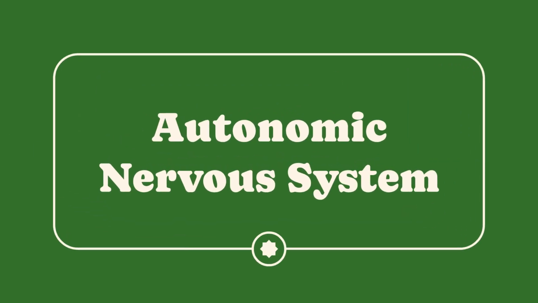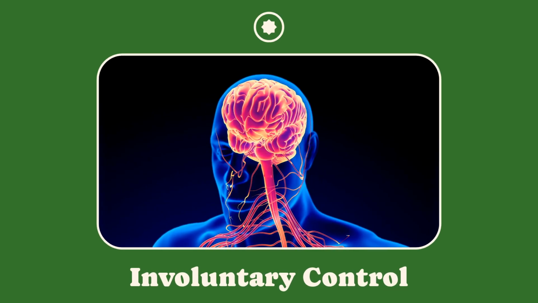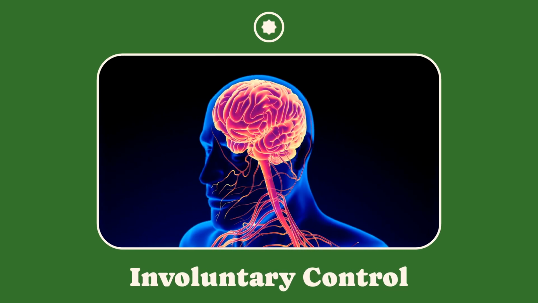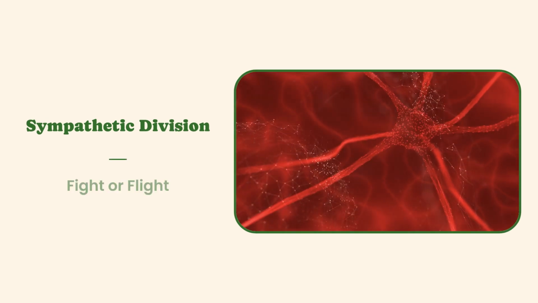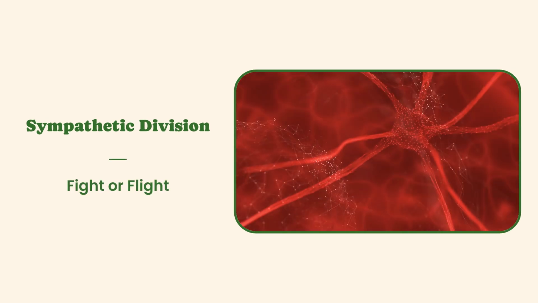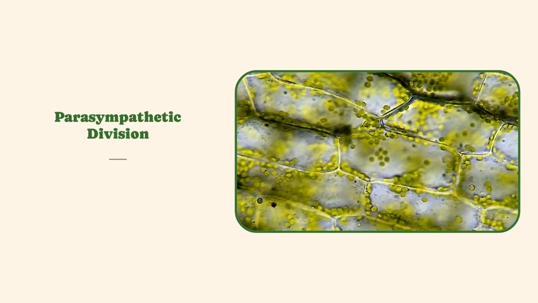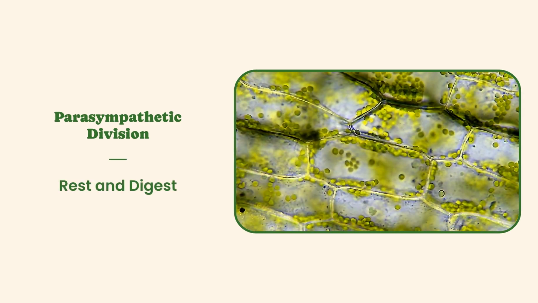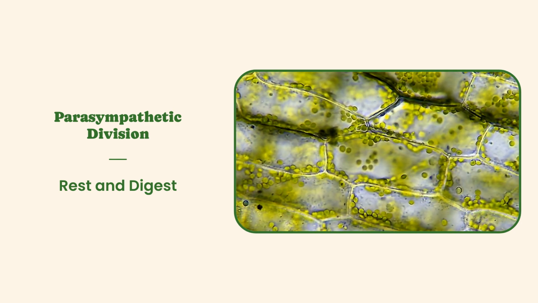The peripheral nervous system includes a subdivision called the autonomic nervous system, or ANS. The ANS handles involuntary body functions, such as your heart rate, breathing, and digestion. The sympathetic division activates the "fight or flight" response, preparing the body for stress and action. Conversely, the parasympathetic division promotes rest and digest functions, conserving energy and maintaining homeostasis.